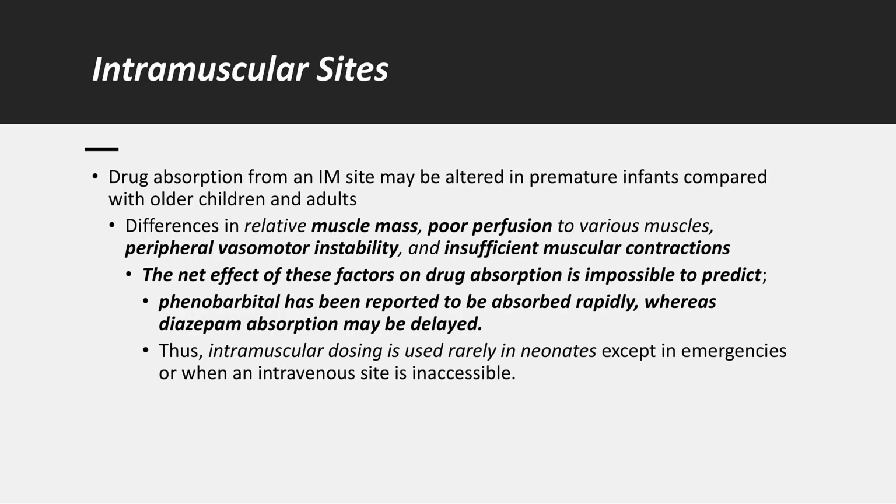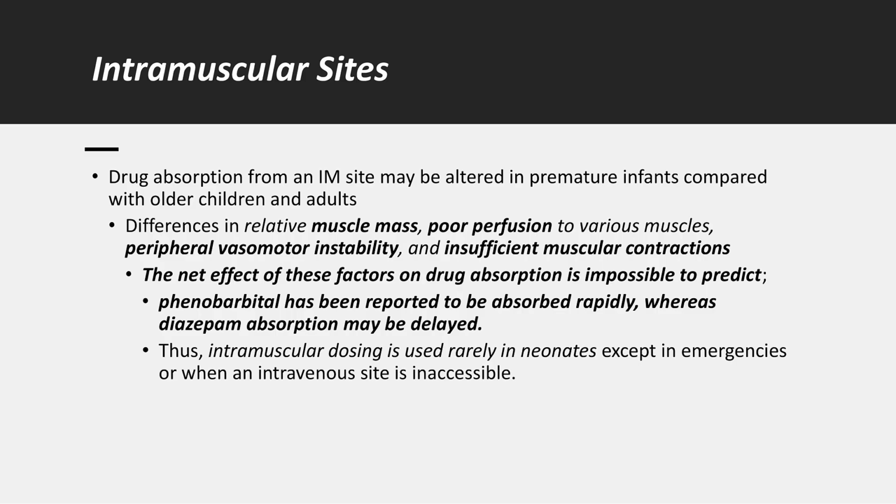in this population. Drug absorption from intramuscular (IM) sites can be significantly altered in premature infants compared with older children and adults. Several physiological factors contribute to this variability, including lower relative muscle mass, poor perfusion to certain muscles, peripheral vasomotor instability, and insufficient muscular contractions. The combined effect of these factors on drug absorption is difficult to predict. For example, phenobarbital has been reported to be absorbed rapidly after IM administration, whereas diazepam absorption may be delayed.